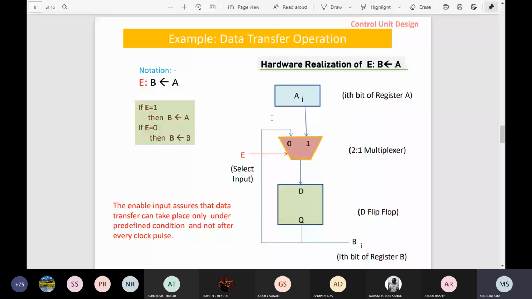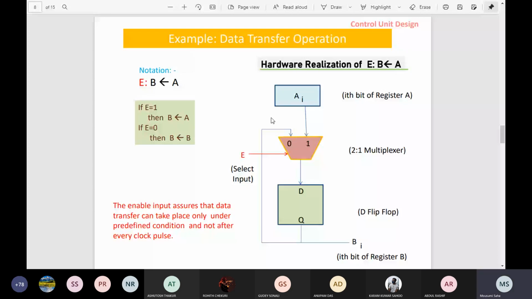So how can you implement this? See here, the basic diagram. With the help of a multiplexer, we can control this data movement operation. Now a D flip-flop is used to store the data to B, from A to B. That means only one bit we are trying to store with the help of the D flip-flop. And how we control that depends on E.